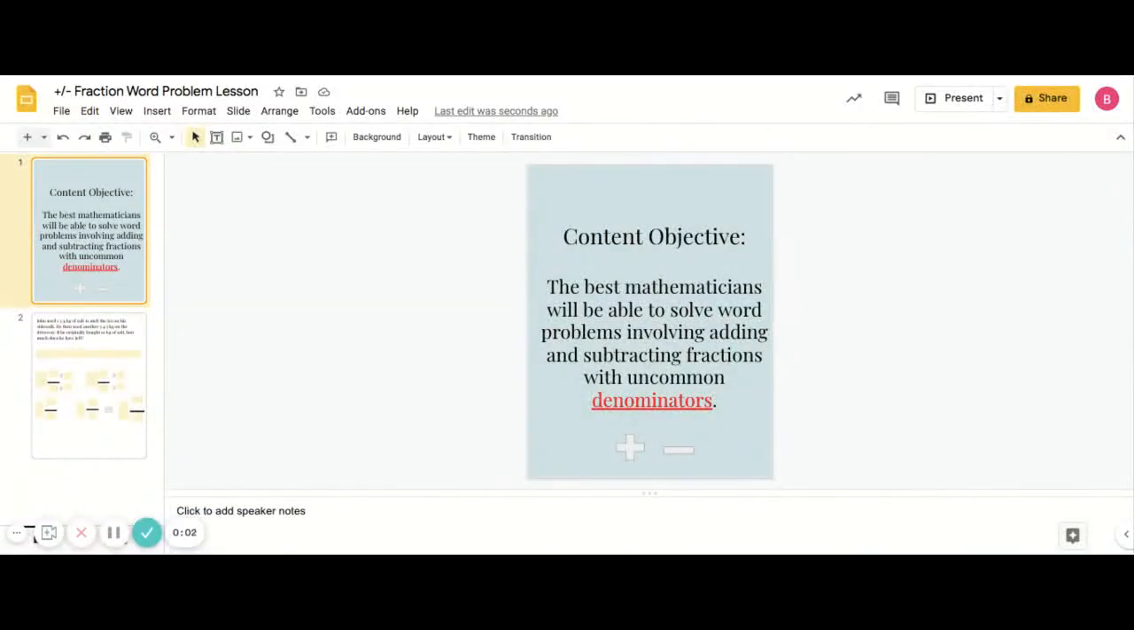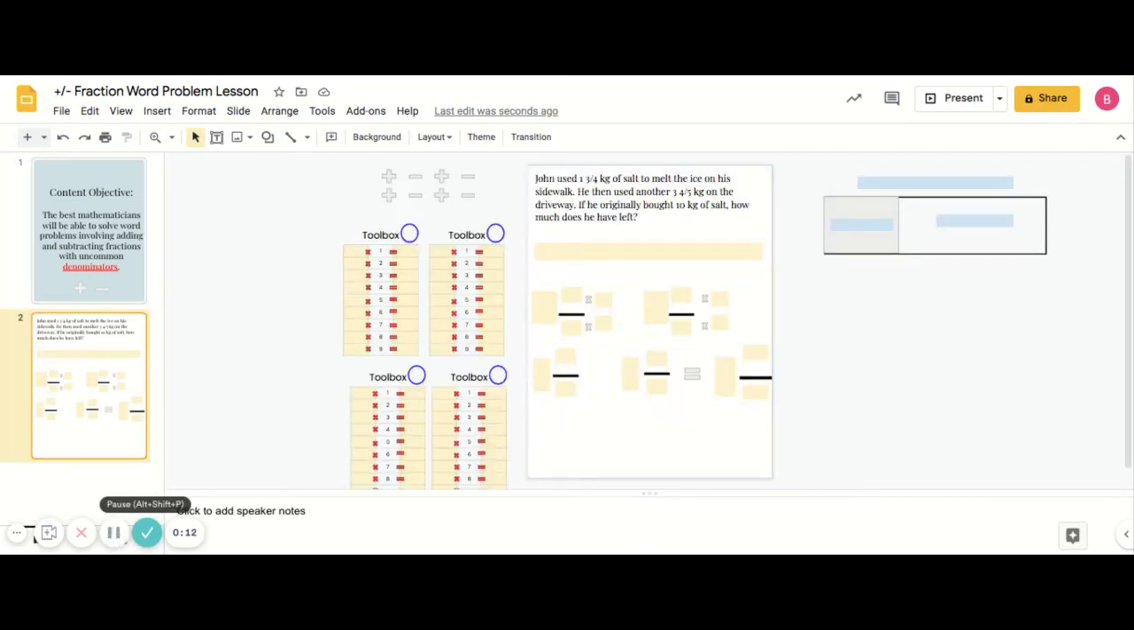Our content objective for this lesson is: the best mathematicians will be able to solve word problems involving adding and subtracting fractions with uncommon denominators. Here we have a word problem, so we are going to start by reading it.